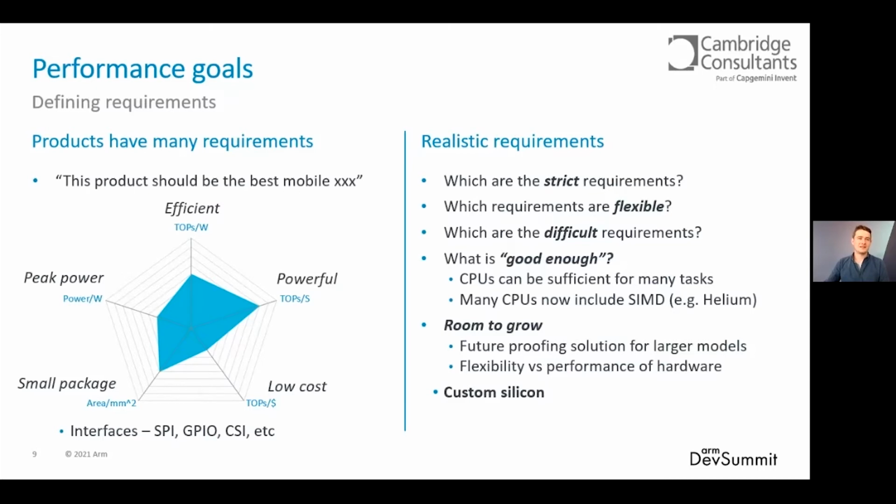Once you have a basic list of requirements, it's a good idea to take stock of them. It's useful to get an idea of which requirements are strict, which are flexible, and which are difficult. Focusing on those which are strict and difficult first allows us to rule out unsuitable platforms early. Flexible requirements allow the designer to trade off different aspects of the design against each other.